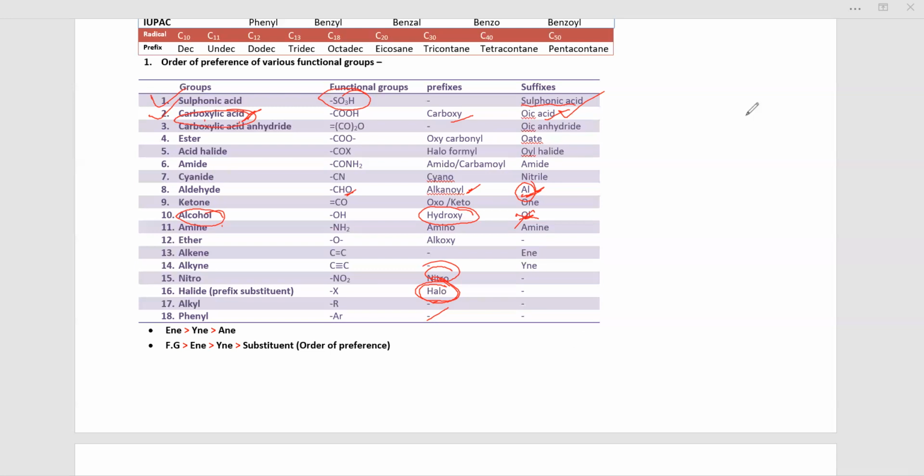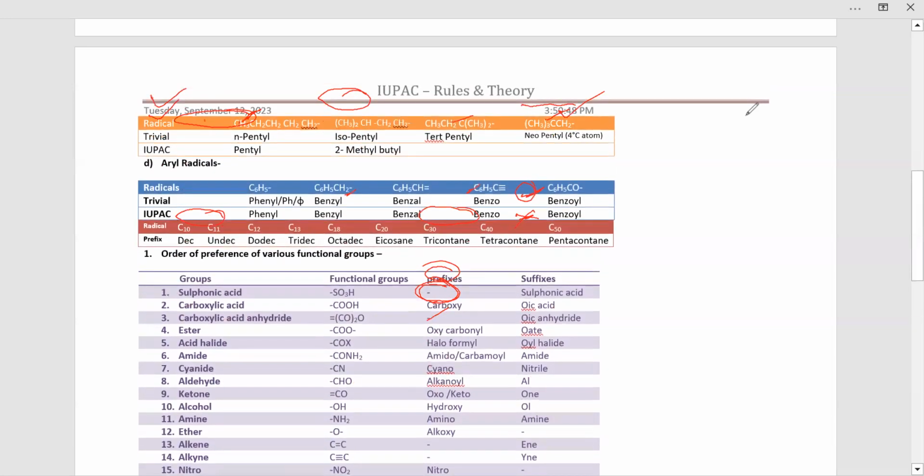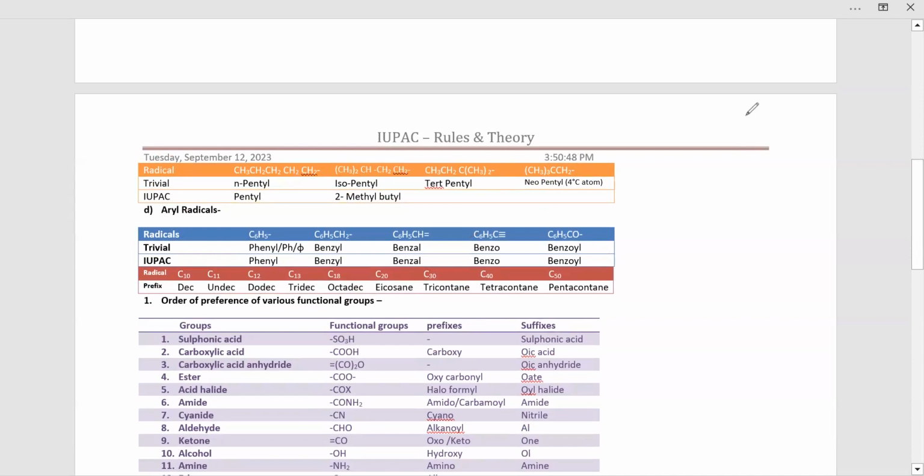Yes, sir. Now, since I have opened this, we'll tell you all this. See, trivial means the common name, and IUPAC means the scientific name. Fine. See, how many carbons have you written? 1, 2, 3, 4, 5. So it's a normal straight chain, na? So normal pentyl. Straight chain, na?